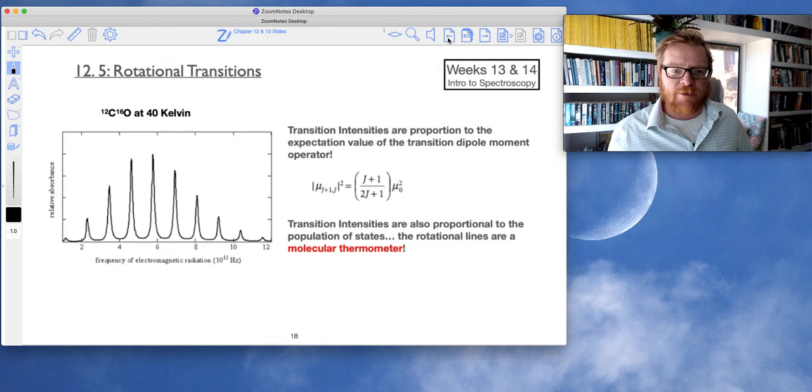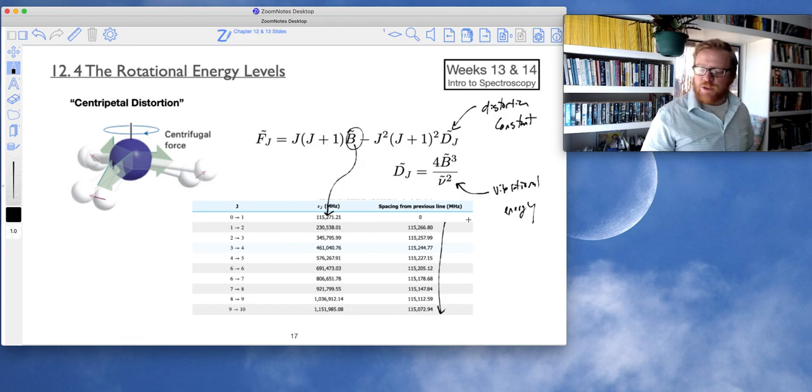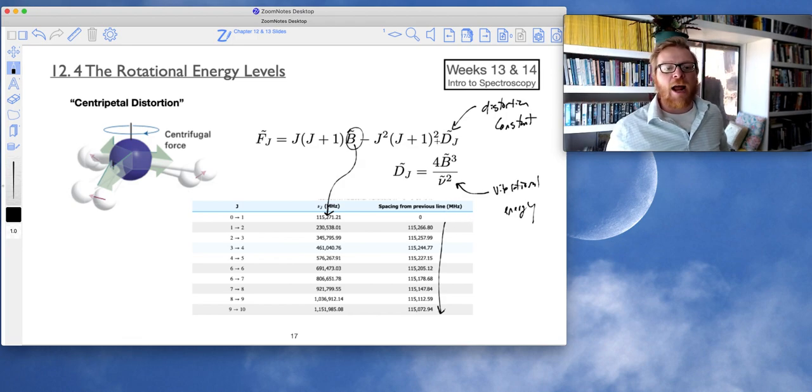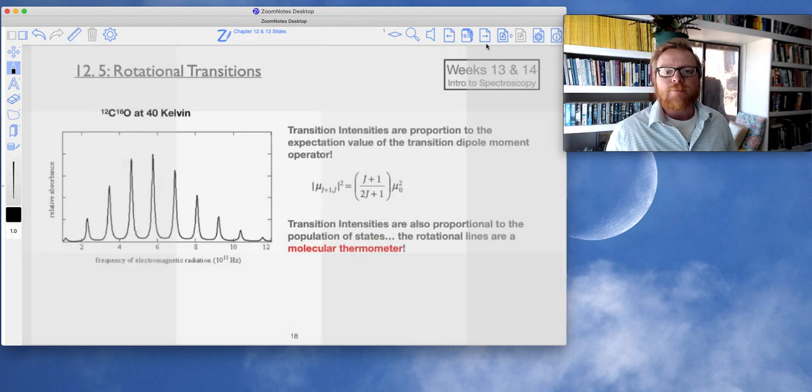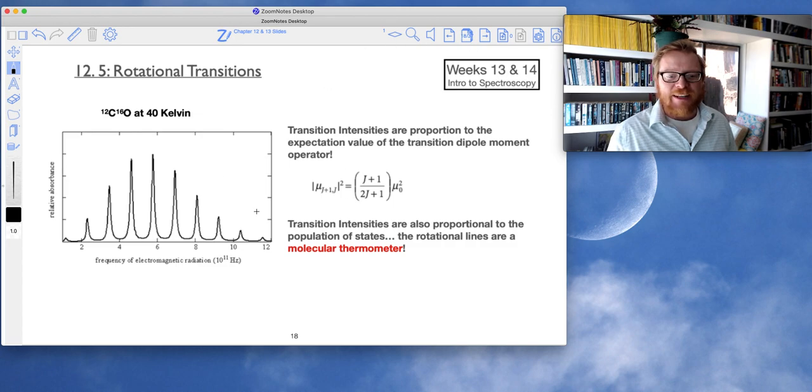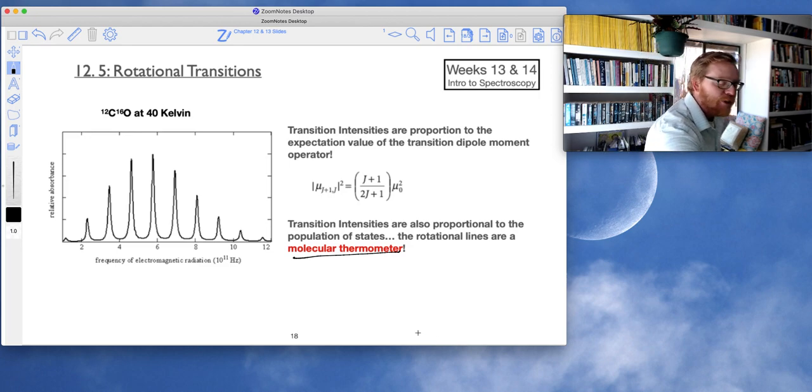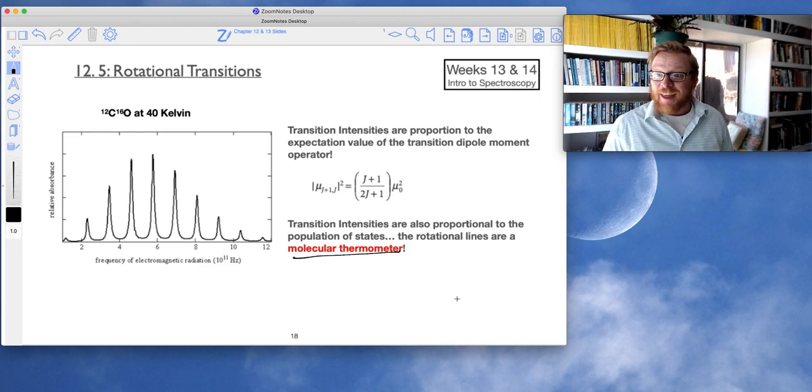So the next thing that I want to do, so I've been talking about 30 minutes, so I'm going to cut it off now. But what I want to get into next, still getting into this rotational spectra, I want to really get into this in nice detail because this is cool. The rotational lines are actually a molecular thermometer. So we can actually use a rotational spectrum as a thermometer, which is really cool. And I will describe that in more detail in the next video.